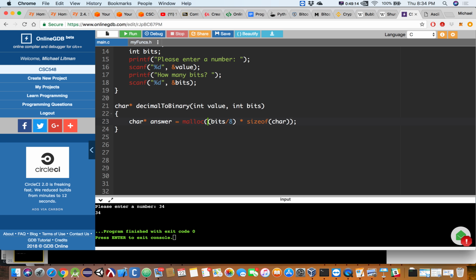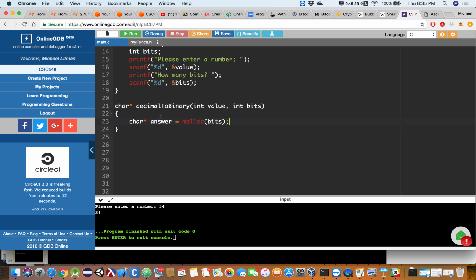Actually, since I'm asking for bits anyways, I can just say malloc and bits. Rather than convert it into bytes, then convert it into size of char, if I know how many bits, I can just say, give me that many bits. It'll mean the same thing anyways. If I convert it to bytes, then multiply by size of char, that gives me bits. But I might as well just keep it in bits, since that's what I asked the user for, some number of bits.